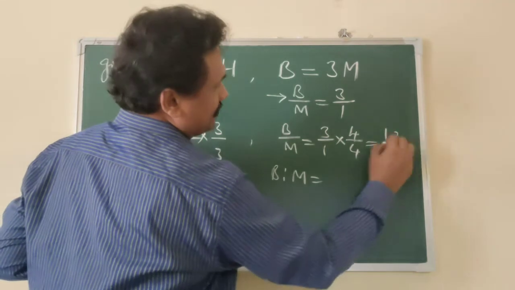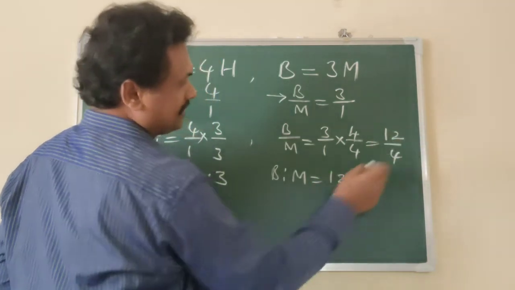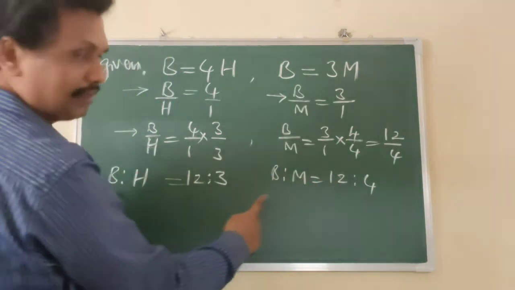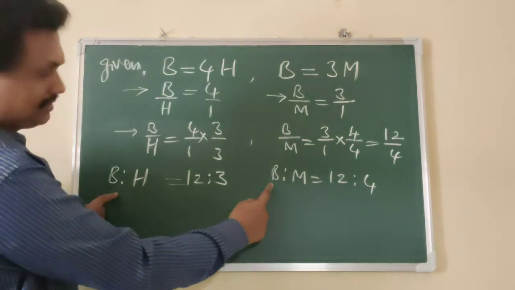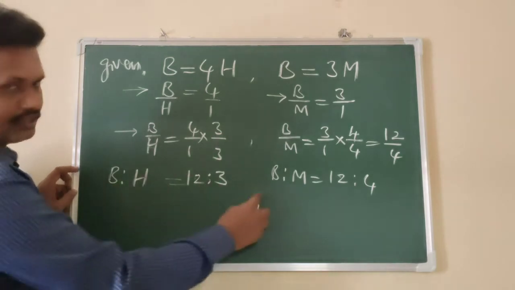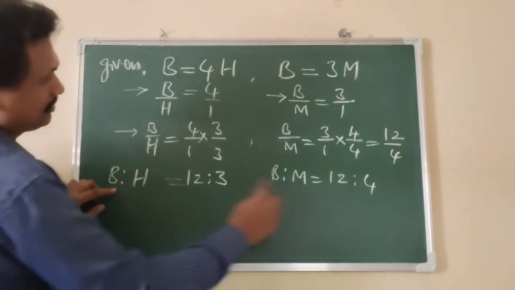Here we have 12 by 4, so 12 is to 4. Okay, don't simplify. We want to make the B value equal. In these two ratios, the common letter is B. That's why we make B equal. Only then is it possible to compare these two ratios and write them as a single ratio, when we have a common letter.